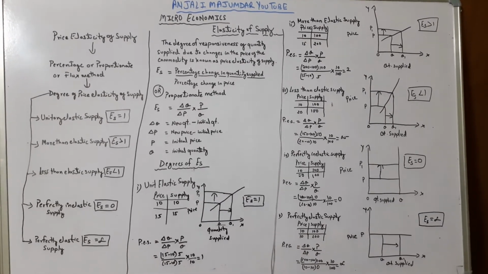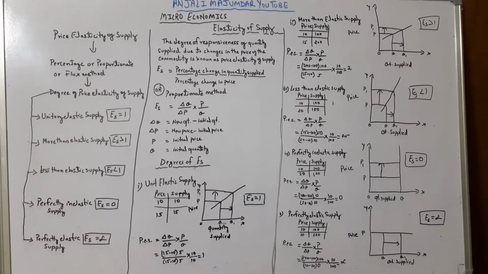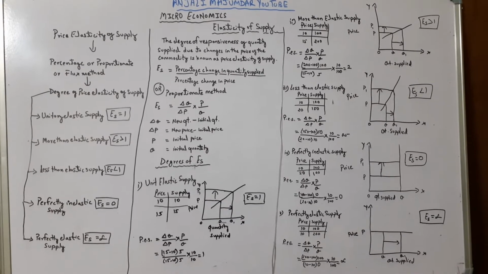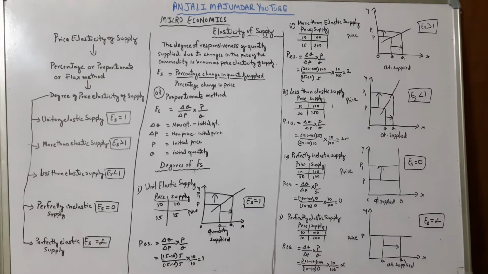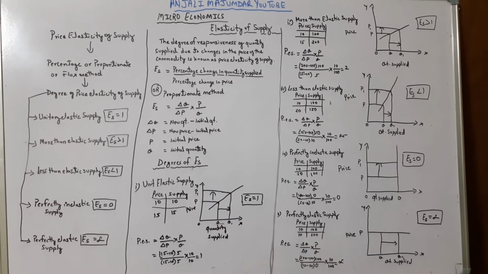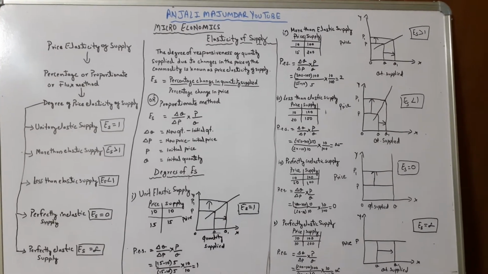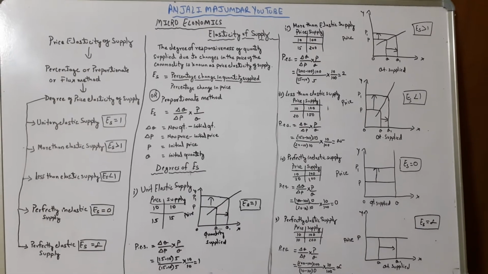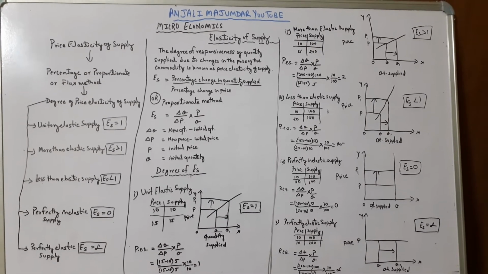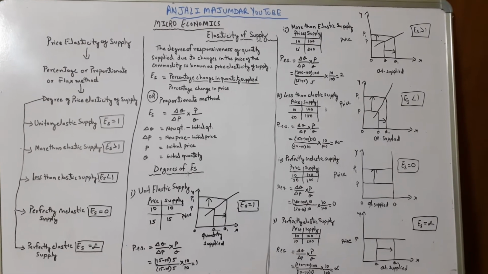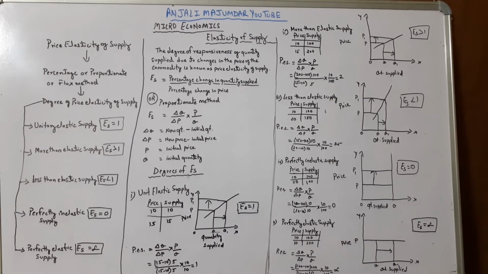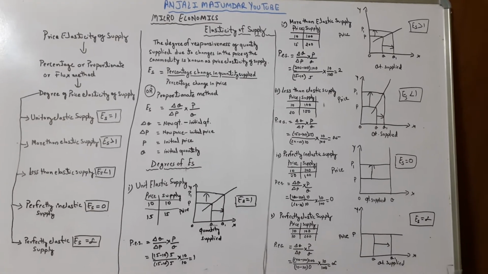So 150 minus 100 gives you 50, and 20 minus 10 gives you 10, multiplied with 10 upon 100. This 10 and 100 is your initial price and quantity. After cancelling you will get the answer 0.5. If you look into the diagram clearly, the arrow represents that the percentage change in price is greater than the percentage change in quantity. So that represents less than elastic. The value is less than 1.